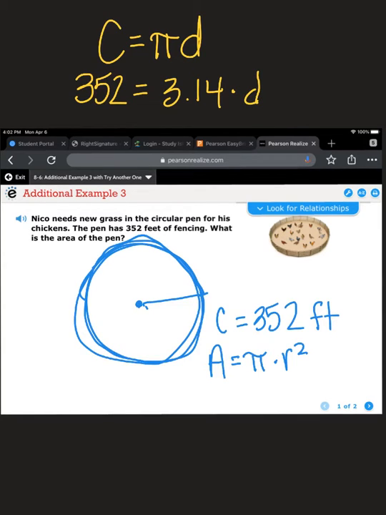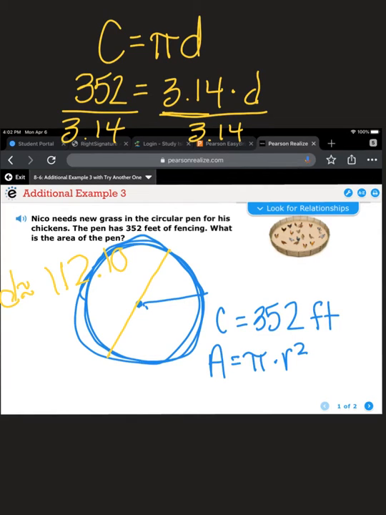Now, when I fill in the things that I know, I can see that I have an equation. And I do know how to solve equations. To solve equations, I do the opposite. So this says 3.14 times d. So to solve it, I'm going to do the opposite of multiply, and I'm going to divide. And when I divide both of these sides by 3.14, that's going to give me an approximation for the diameter of the circle. So let's try that.